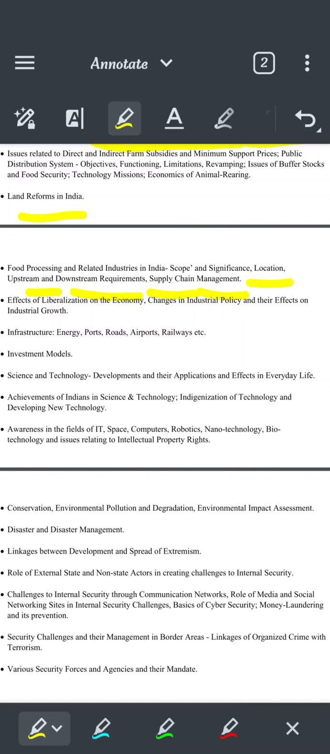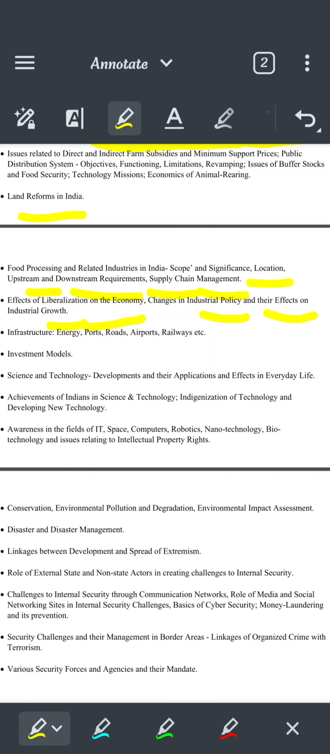Next are the effects of liberalization on the economy, changes in industrial policy and their effects on industrial growth. As we discussed, in 1991 liberalization happened. So what are the various effects of that liberalization on the Indian economy? How has the Indian economy grown, or how has it been affected when more and more private industries and more foreign industries were allowed in India post the liberalization, in a liberalized environment?